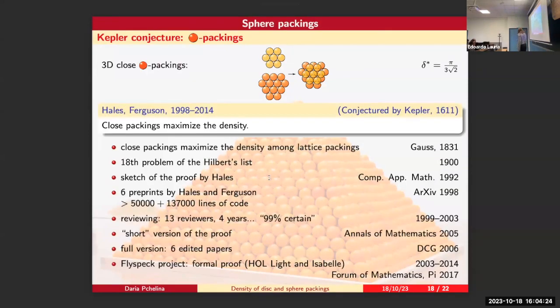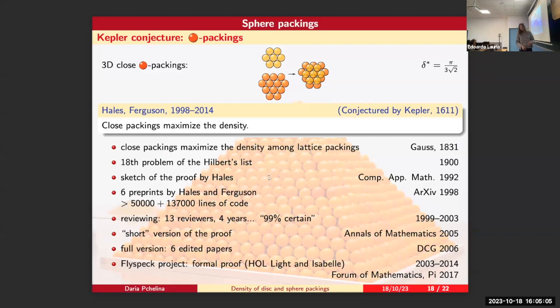And this packing is optimal. It was conjectured by Kepler, and this conjecture has a really long history. The first advancement was made by Gauss, who proved that this cannonball packing is optimal among all lattice packings, which means packings where sphere centers form a lattice. But the general case remained open for a very long time. It even appeared in Hilbert's list of problems. So it was really important at the time.